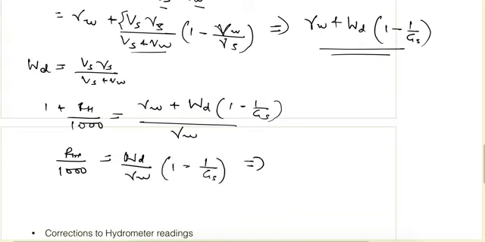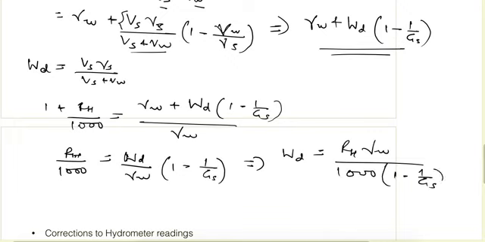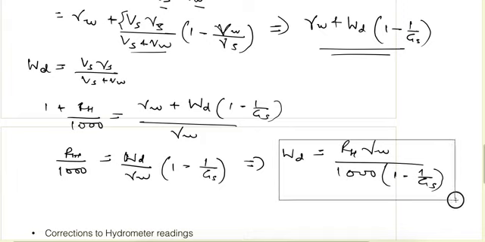And from here we can find out the Wd. Wd is RH gamma w upon 1000 times (1 minus 1 upon Gs). So this Wd is the concentration of solids at depth He and at time t, because it is corresponding to the hydrometer reading H.